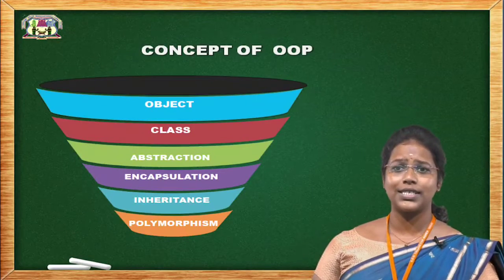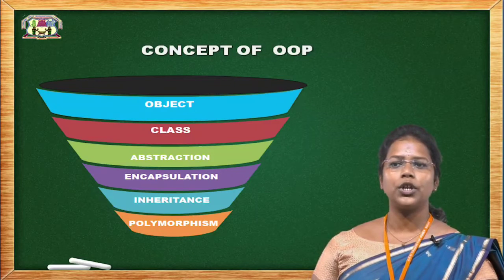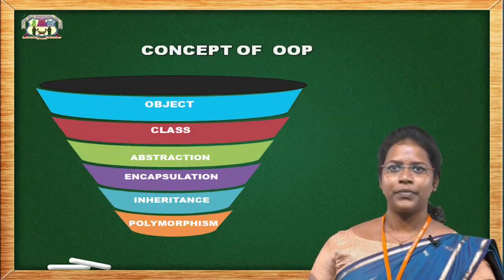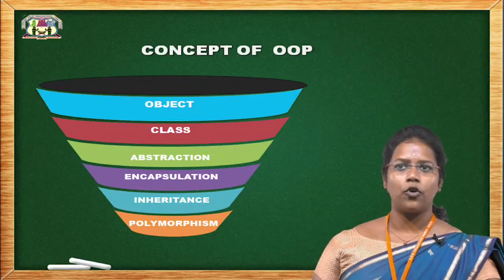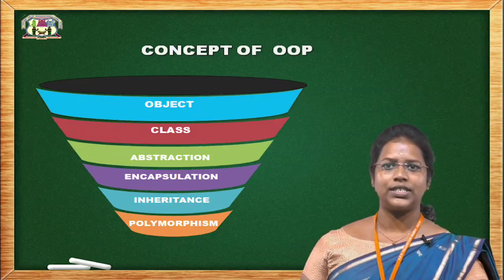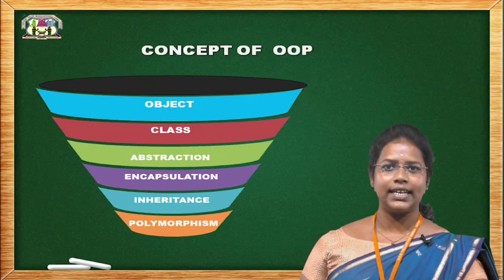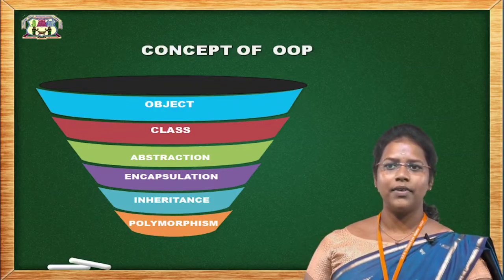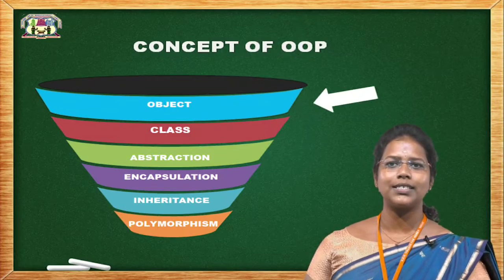Then we are going to discuss the concepts of object-oriented programming. The various concepts of object-oriented programming are object, class, abstraction, encapsulation, inheritance, and polymorphism, with real-life examples. So let us see the concepts one by one. The first one is object.